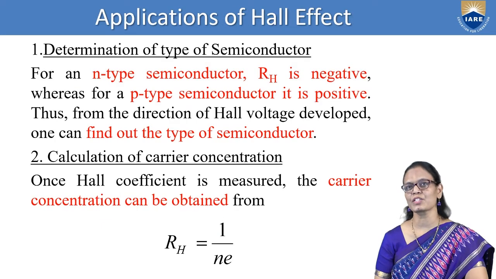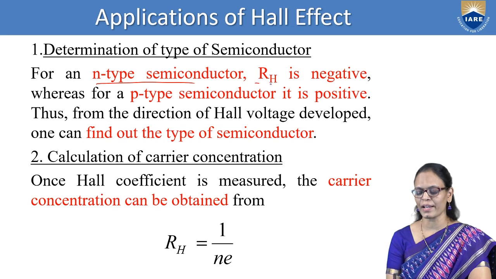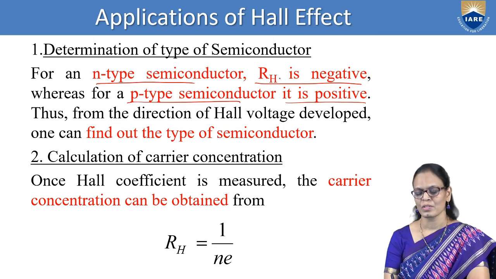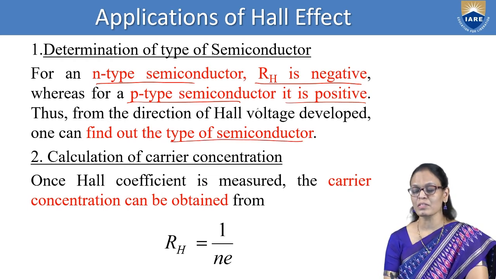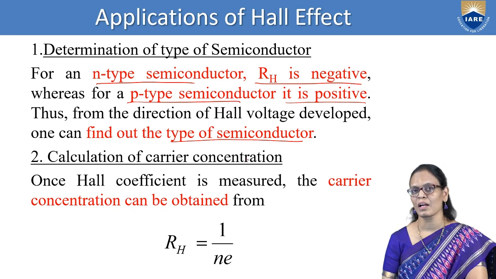Now, what are the applications of Hall effect? Where can we use the Hall effect? For an n-type semiconductor, RH is negative. For a p-type semiconductor, it is positive. So by knowing the value of RH, you can find the type of semiconductor. Because a voltage is developed, you can calculate the value of RH, and based on it, you can find the type of semiconductor.